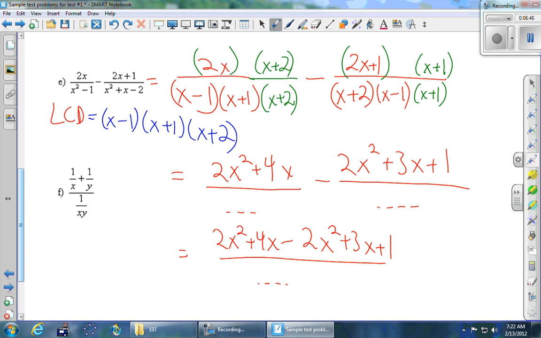And then all we have to do is combine like terms. I'm warning, it's really easy to make the mistake that I've made here. This 2x squared plus 4x is one thing, but parentheses. Although that isn't the one that matters, it's this one. That minus sign needs to distribute.